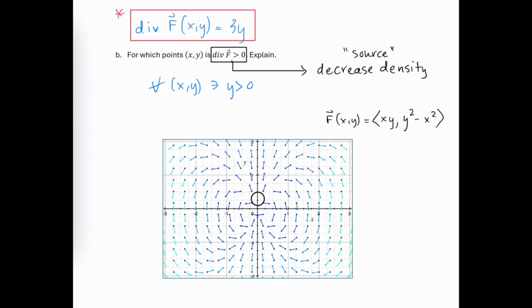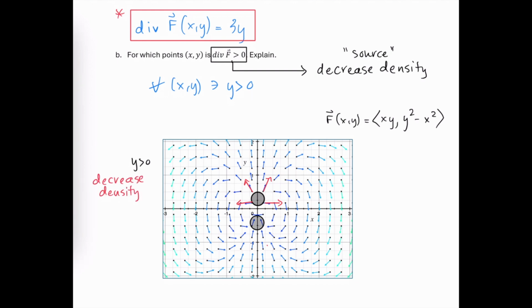And while this software has graphed all my vectors being the same length, we can still somewhat see that if we're looking at this positive y value in this area here, that we have vectors that are more traveling out of this region than into it. So this is an area where we'll see a decrease in density.